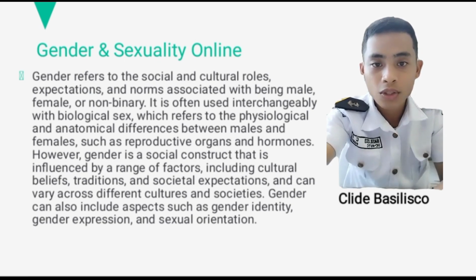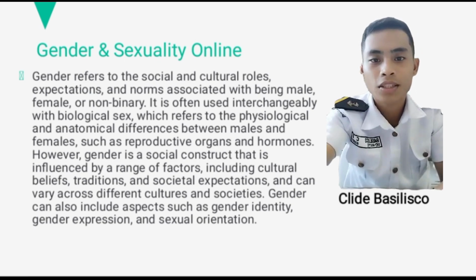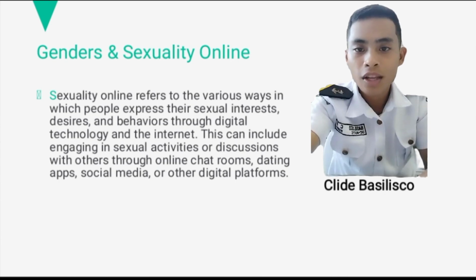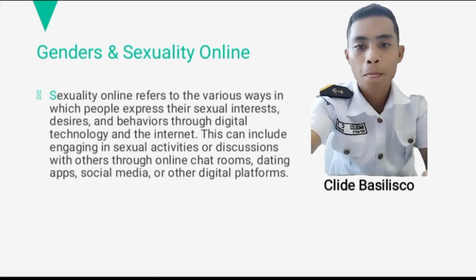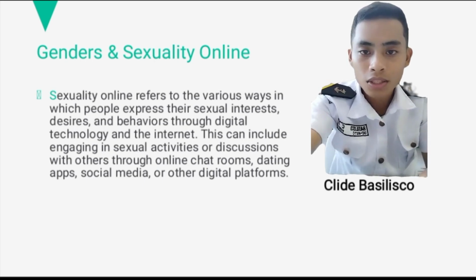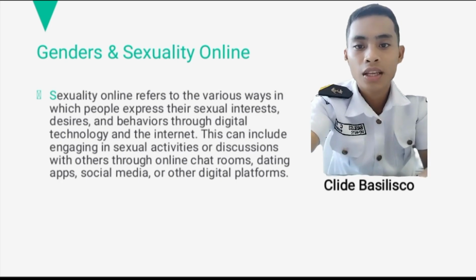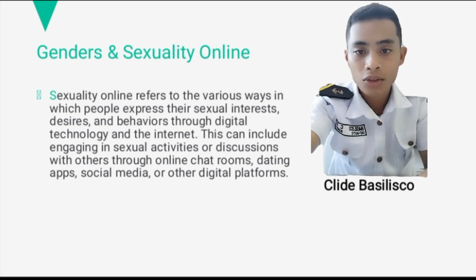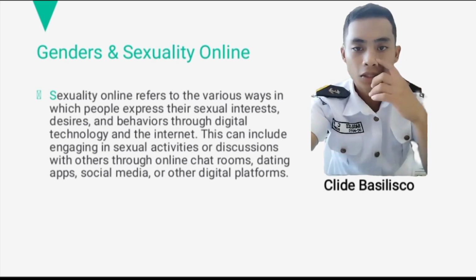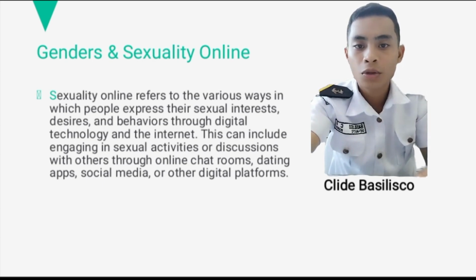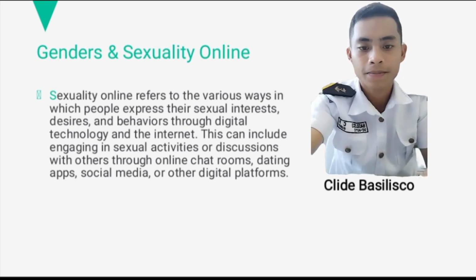Gender can also include aspects such as gender identity, gender expression, and sexual orientation. And sexuality online refers to the various ways people express their sexual interests, desires, and behaviors through digital technology and the internet. This can include engaging in social activities or discussions with others through online chats, chat rooms, dating apps, social media, or other digital platforms.